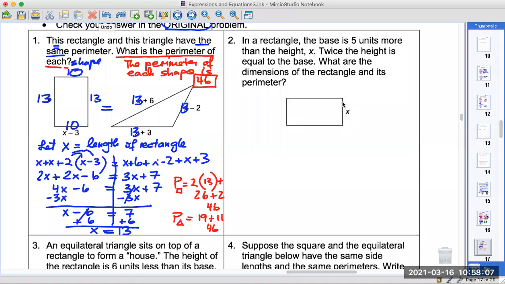Okay, so we call the height x. In a rectangle, the base is 5 units more than the height. So that would make it x plus 5. 5 units more than the height x. Twice the height is equal to the base. Remember the word equal or the same, that indicates your equation. So first of all, let's identify a variable. So let x be the height of the rectangle.